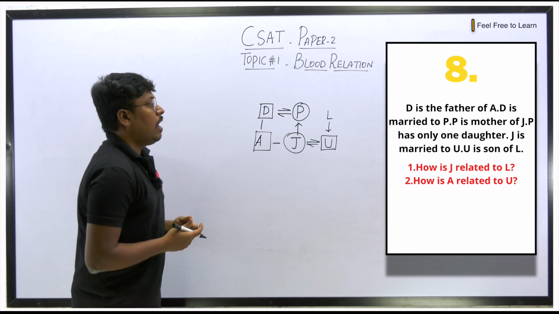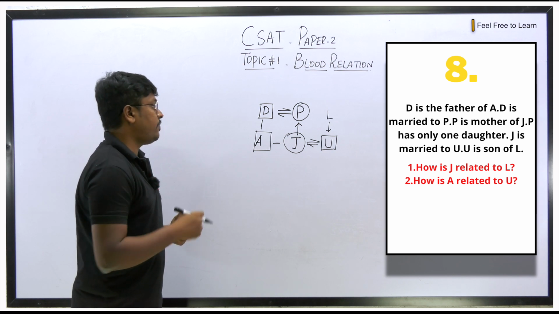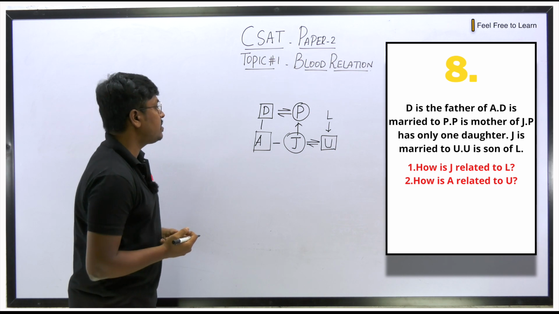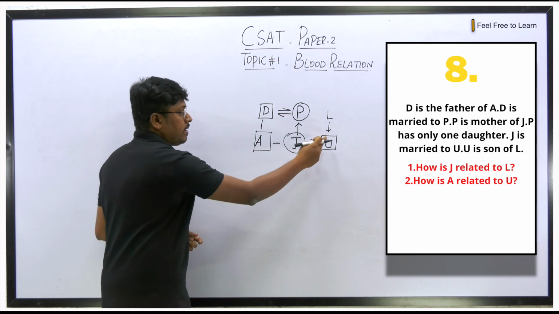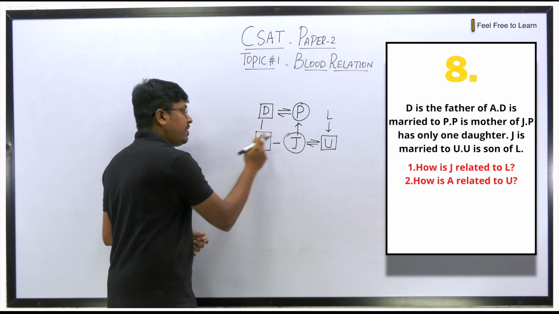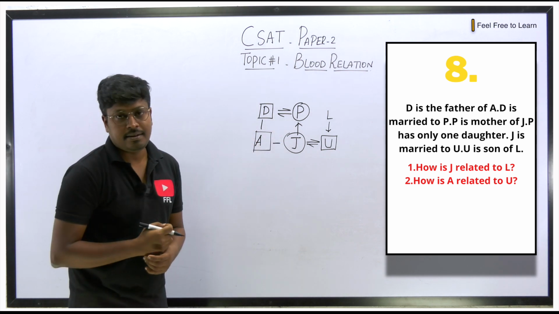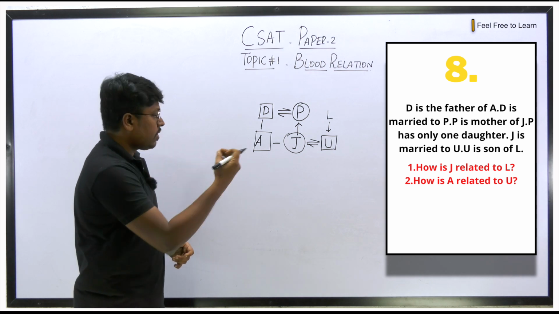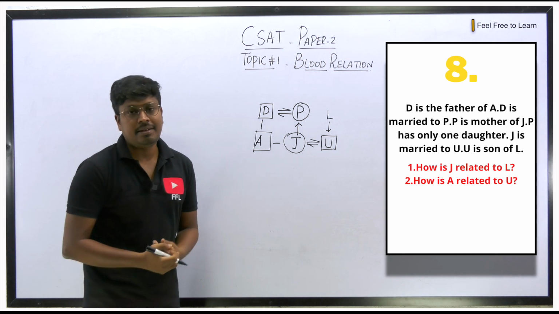Second question, how is A related to U? So from U, our target is to find the relation of A. From U, J is the wife, so wife's brother. Wife's brother should be called brother-in-law. So the answer for the first question is daughter-in-law and the second question is brother-in-law.